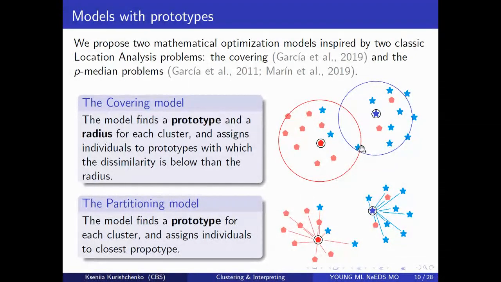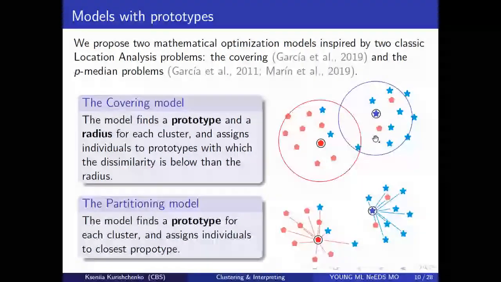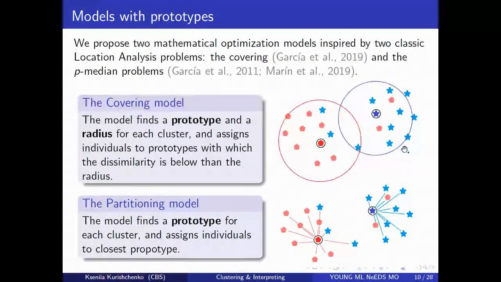The main difference between them is that in the covering model, we can have individuals which are explained by two prototypes or not explained at all. In the partitioning model, we have unique assignments, and for example, this guy was explained by the red prototype because it's closer to the red prototype than to the blue prototype. And again, we understand closeness in terms of the dissimilarity measure.